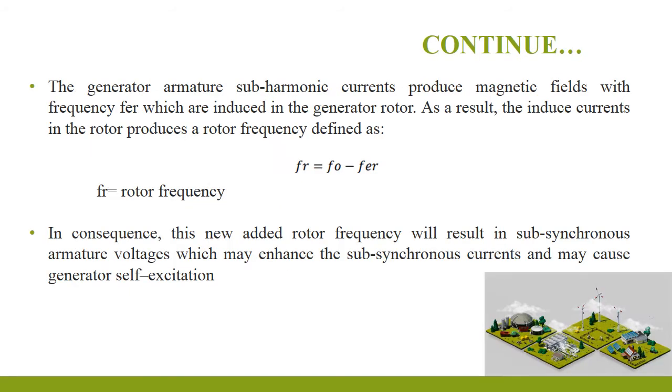The generator armature subharmonic currents produce magnetic fields with frequency FER which are induced in the generator rotor. As a result, the induced currents in the rotor produce a rotor frequency defined as FR equals FO minus FER, where FR represents the rotor frequency. In consequence, this newly added rotor frequency will result in subsynchronous armature voltages, which may enhance the subsynchronous currents and may cause generator self-excitation.